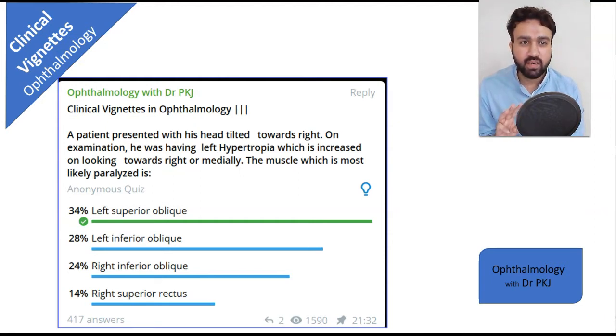and you need 3 pieces of information in the question for you to be able to identify the muscle. The first is whether it's a right or left hypertropia. The second, whether the hypertropia or diplopia increases in the right or left gaze. And third, whether the hypertropia or diplopia increases in the right or left head tilt. All those 3 information points are provided in the question. So let's see how to work this out.